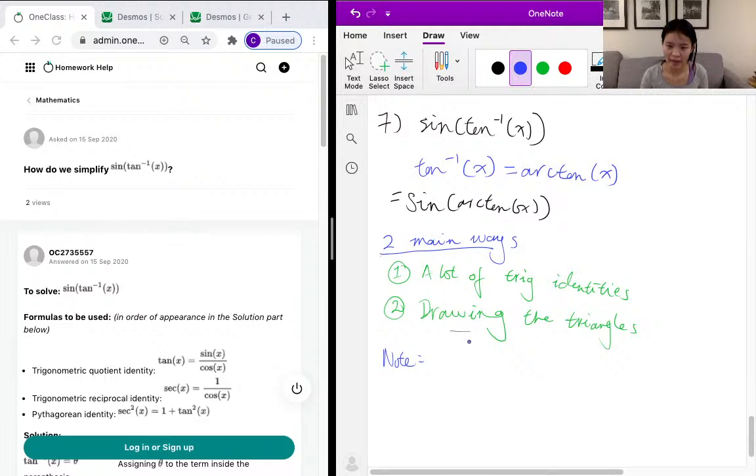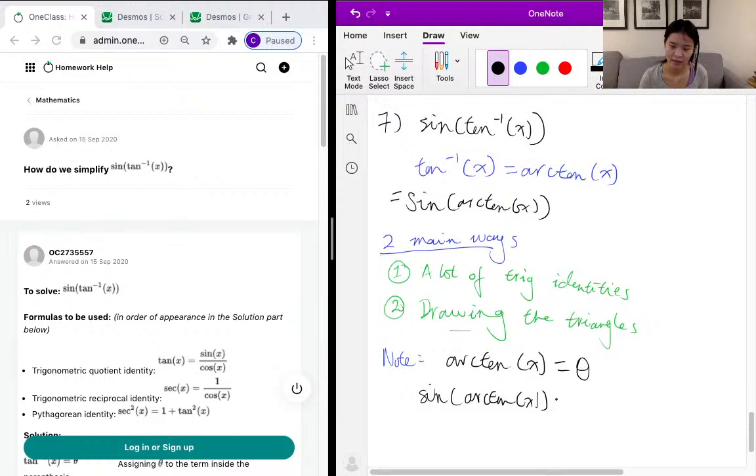So we know the arctangent of x is actually equal to an angle, which means that sine of arctangent of x is actually the sine of an angle. So let me just say sine of arctangent of x is equal to the sine of an angle theta here.